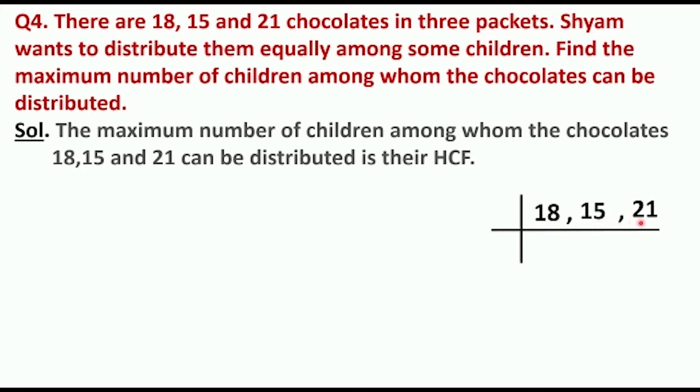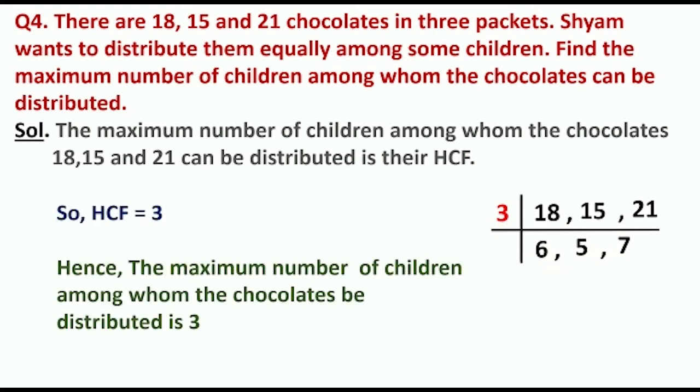The common factor is 3. Divided by 3, you will get 6, 5 and 7. Now again find the common factor of 6, 5 and 7. There is no common factor of 6, 5 and 7, so we will stop here. So our HCF will be 3. Hence the maximum number of children among whom the chocolates can be distributed is 3. Our answer is 3.